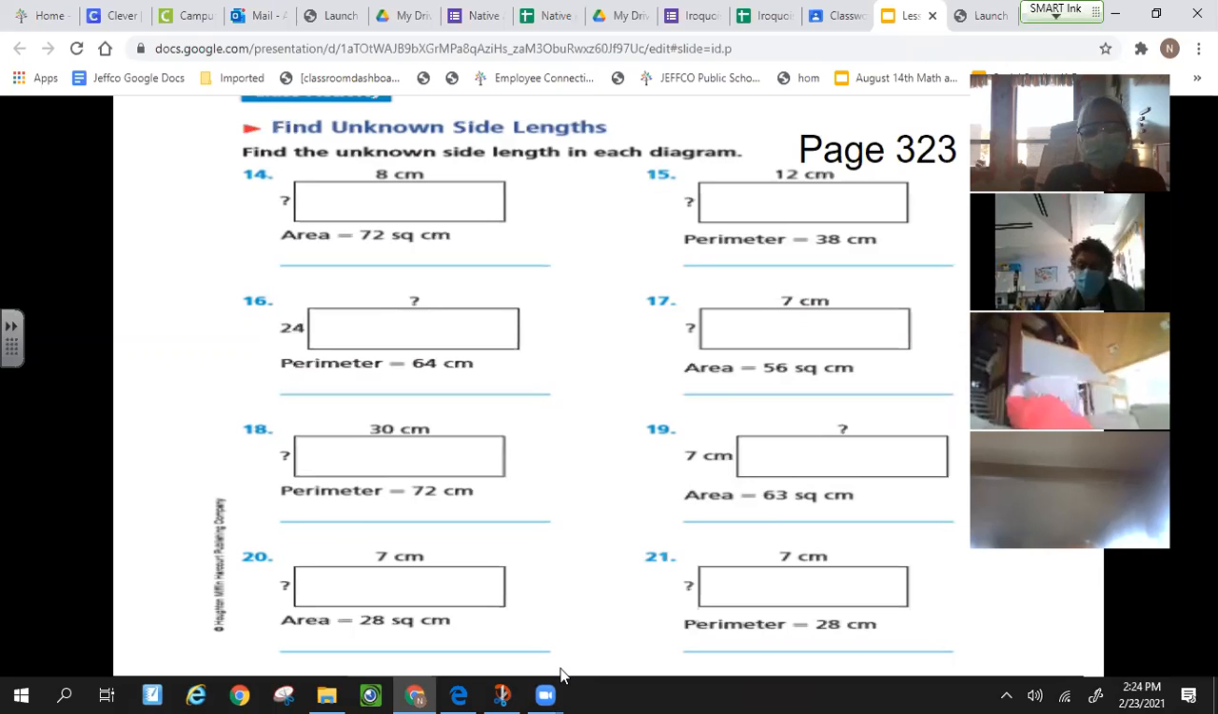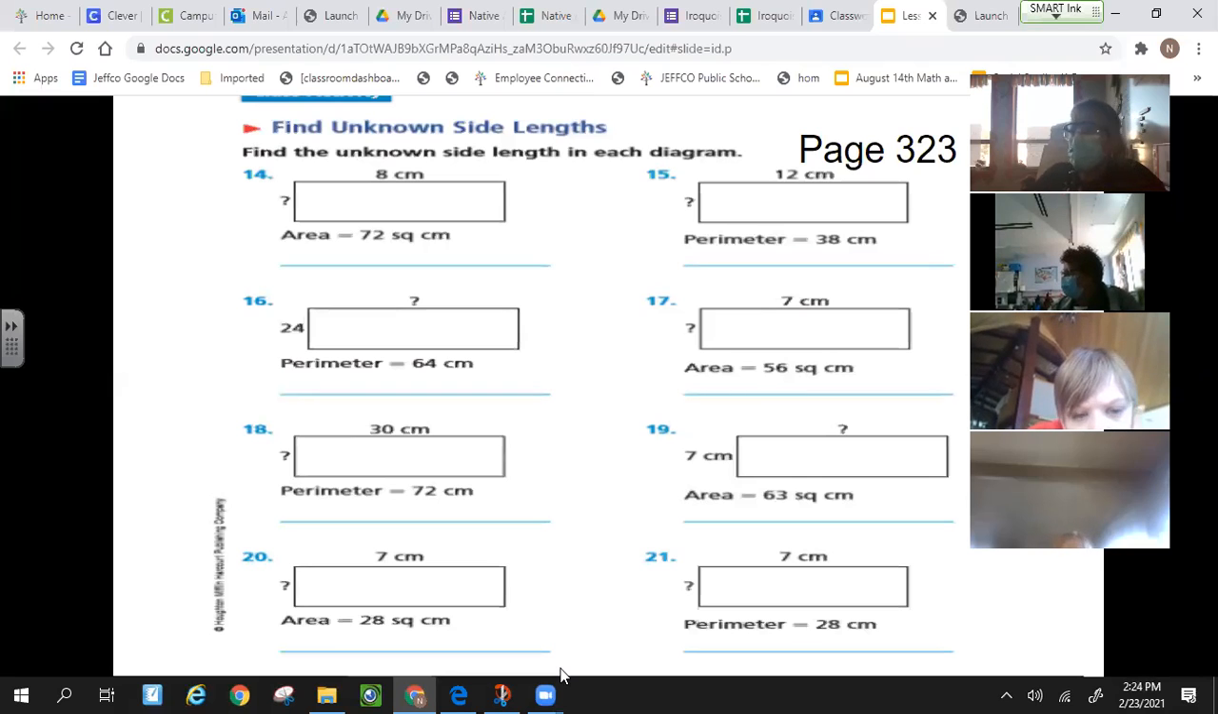So I'm going to show you, but actually I think a little discovery learning might be good here. You see how much you understand about multiplication and area and finding missing factors. So let's look at number 14 together on page 323. So you can put your boards to the side. You don't need them yet.